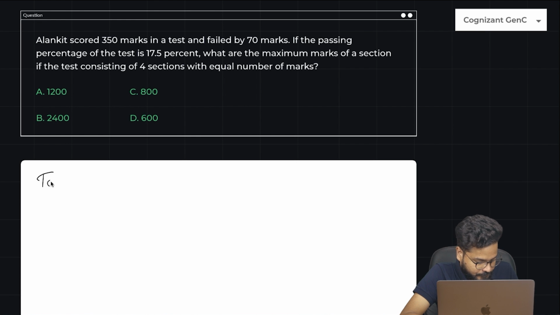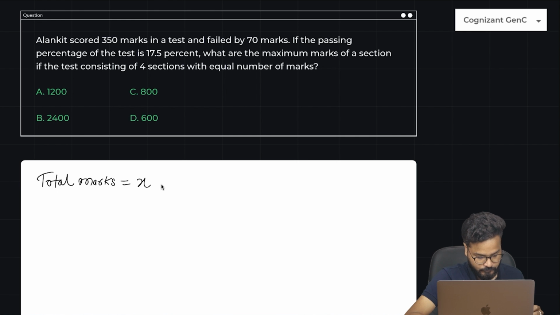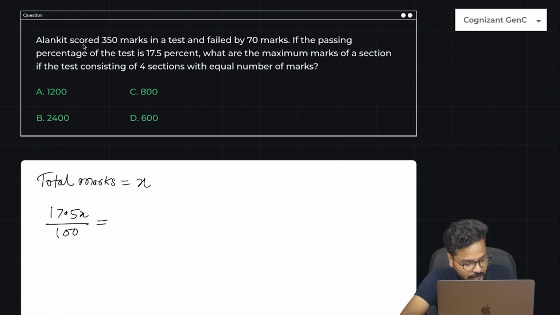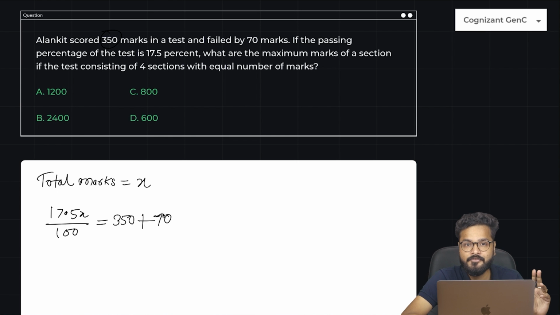Can I say the total marks is, let's say, x. What would be the passing mark? If the passing percentage of the test is 17.5%, that means 17.5x by 100 is the passing marks. What exactly is the passing mark? Alankit scored 350 but he failed by 70 marks. So when he scored 350, he was 70 short of the passing marks. That means the passing marks is nothing but 350 plus 70.